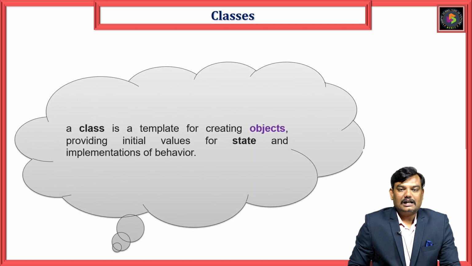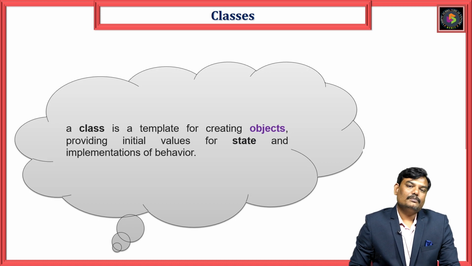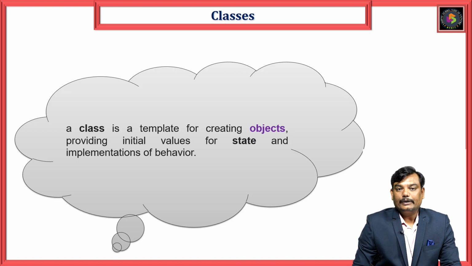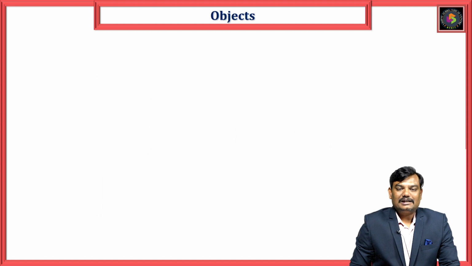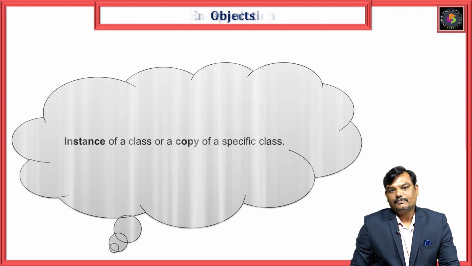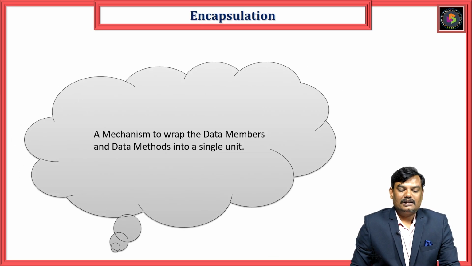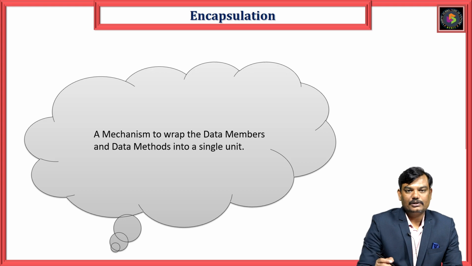When we talk about a class in object-oriented programming, a class is a template for creating objects which will provide the initial values for the state and implementations of the behavior. Whereas an object is an instance of a class, or a copy of a specific class. And when I say encapsulation, it is a mechanism which is used to wrap the data members and data methods into a single unit.